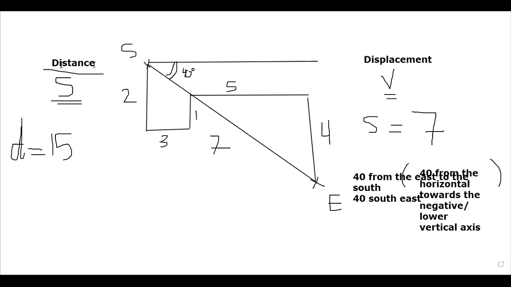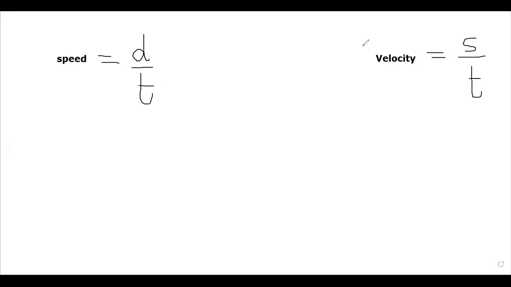So this is the difference between distance and displacement. Let me go through one last thing, which is speed and velocity. If we say that speed is equal to distance over time and velocity is equal to displacement over time, someone please unmute himself and say which one, speed or velocity, is vector and which one is scalar.